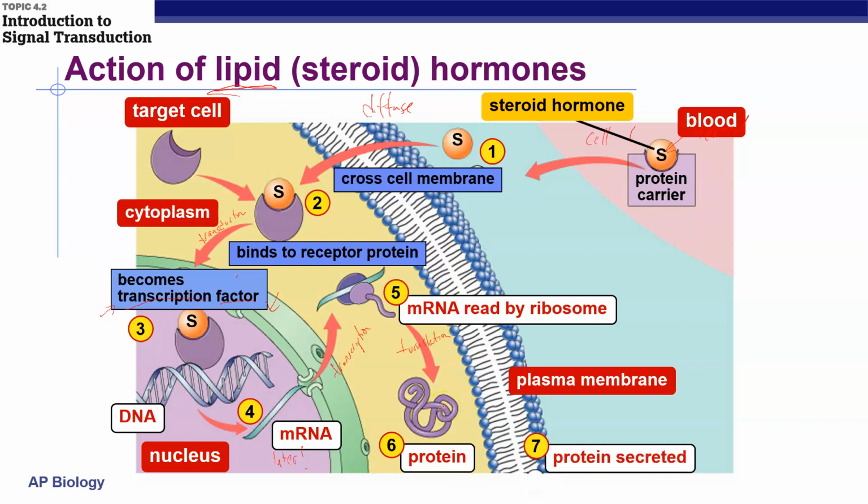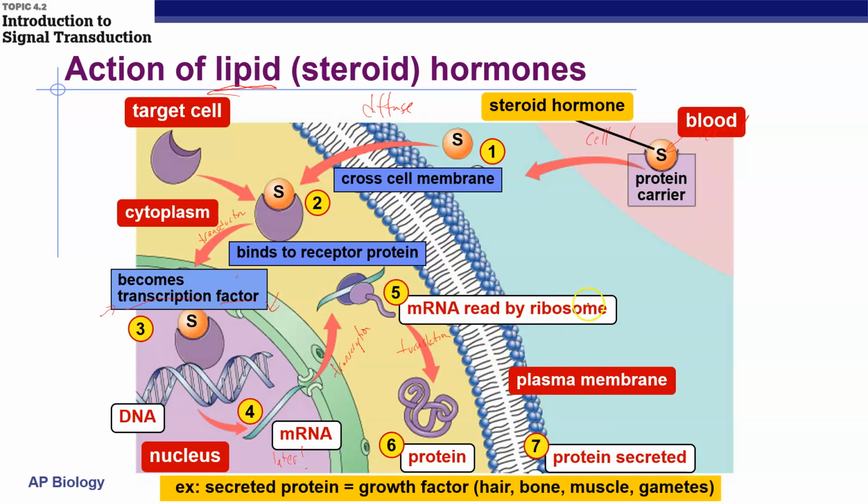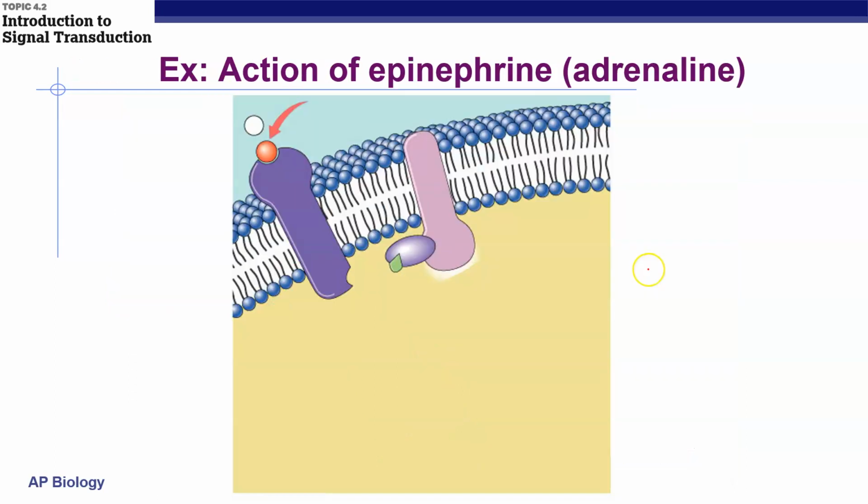That is a steroid, and in some cases, yes, this protein can be secreted by the cell and go somewhere else. This is how a steroid hormone works. It could be for growth, hair, bone, muscle, gametes, or sex cells, which are controlled by the same process. Of course, we know that because we know testosterone, estrogen, all of those very important molecules are lipid-based hormones.